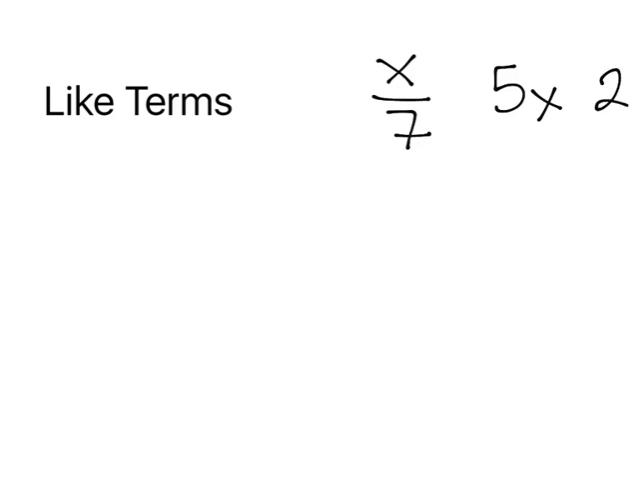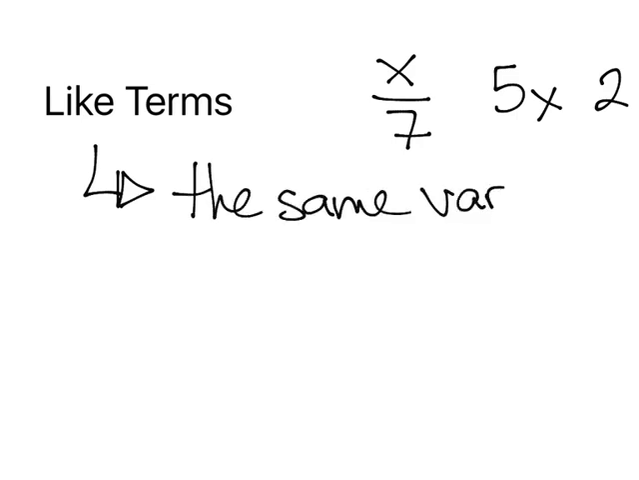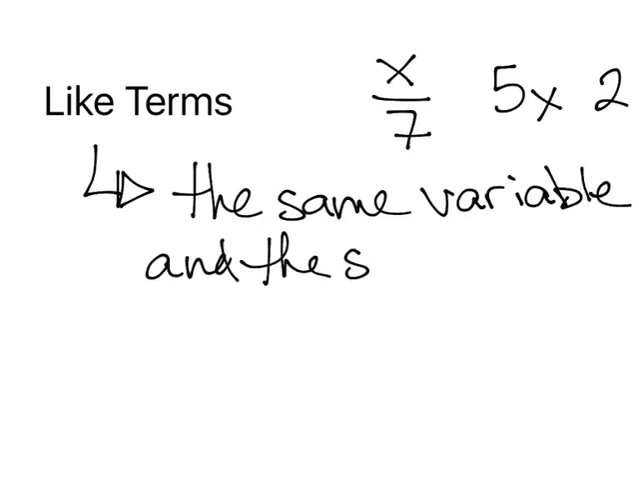So if we want to have like terms, we need to have terms that are the same. Like terms are two different terms that need to have the same variable and the same exponent on those same variables.